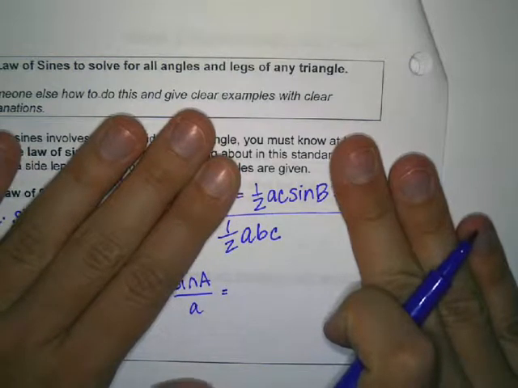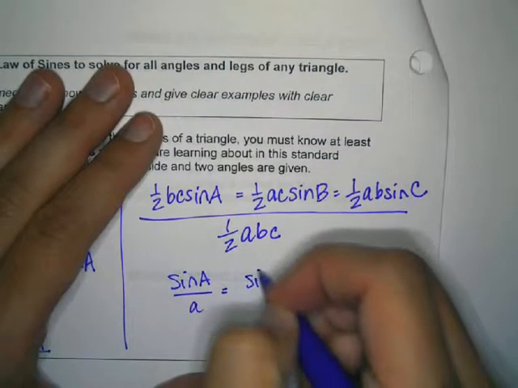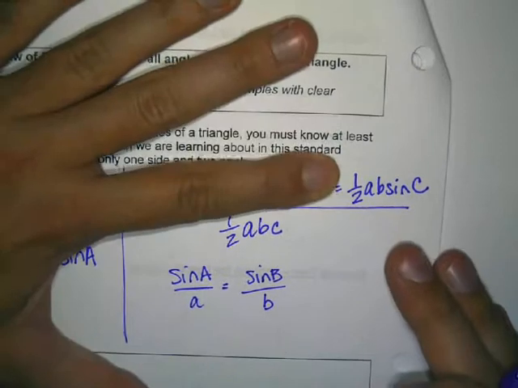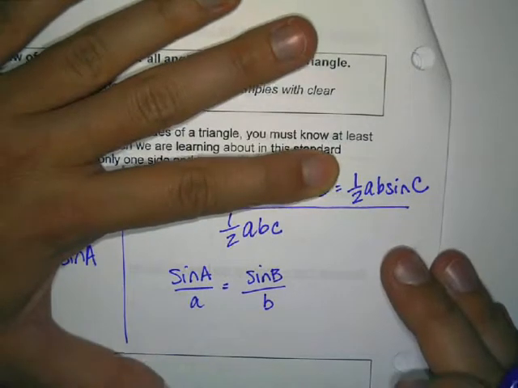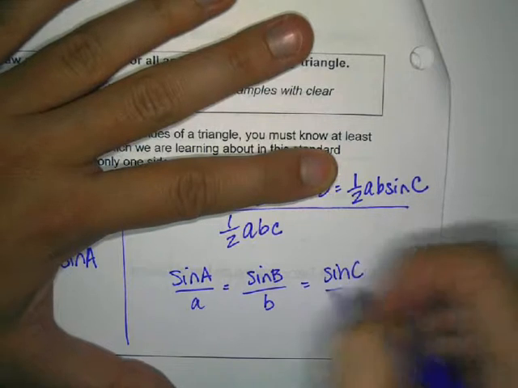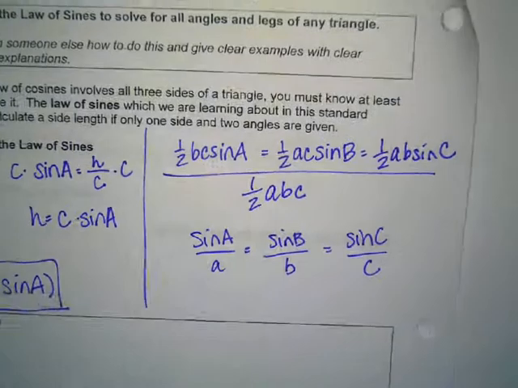AC and the 1/2. So we're left with sine B over B. And in the third expression, AB cancels out and the 1/2 cancels out, leaving you with sine C over C. That is the law of sines.